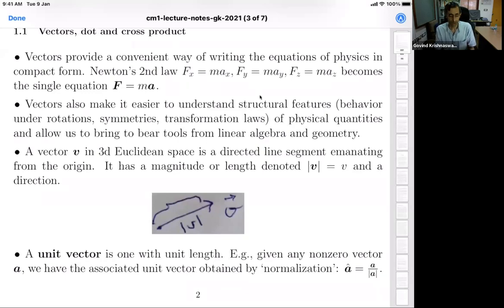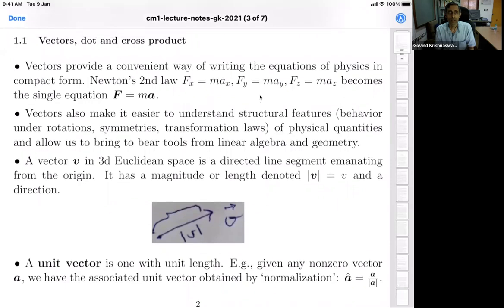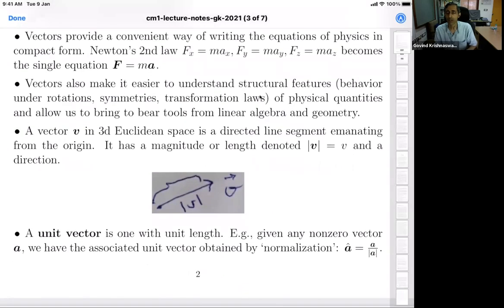So as I was saying, vectors provide a convenient way of writing the equations of physics, and not just physics, also various areas of mathematics, in a compact form. For instance, Newton's second law, which we will talk about in much more detail, in Newton's time was written as 3 different equations. The x component of the force is equal to mass times the x component of acceleration. The y component of the force is equal to the mass times the y component of acceleration, and the z component of the force is mass times z component of acceleration.